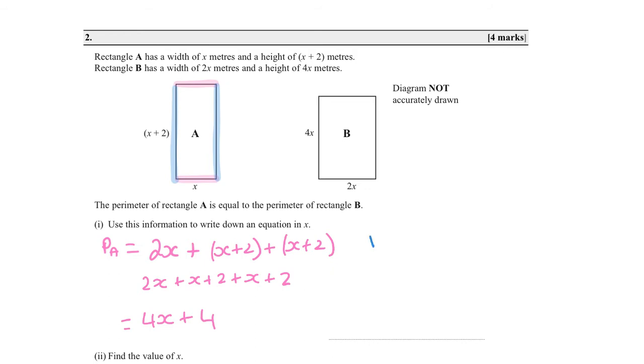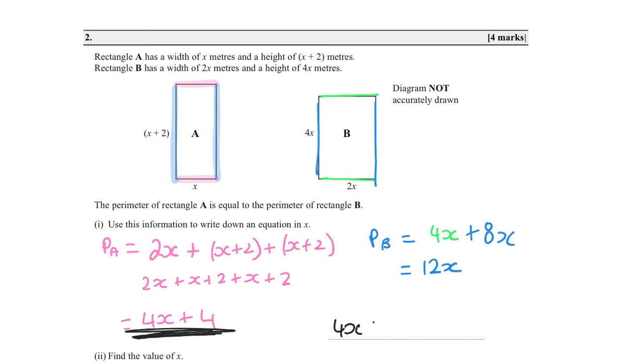I'm now going to do the perimeter of B. So I know that this is 2x plus 2x is 4x. And then 4x plus 4x is 8x. So 8x plus 4x is 12x. So write down an equation for x. Well, I know the perimeter of A, which is 4x plus 4, equals the perimeter of B, which is 12x. So there we go. I have written a simplified equation.